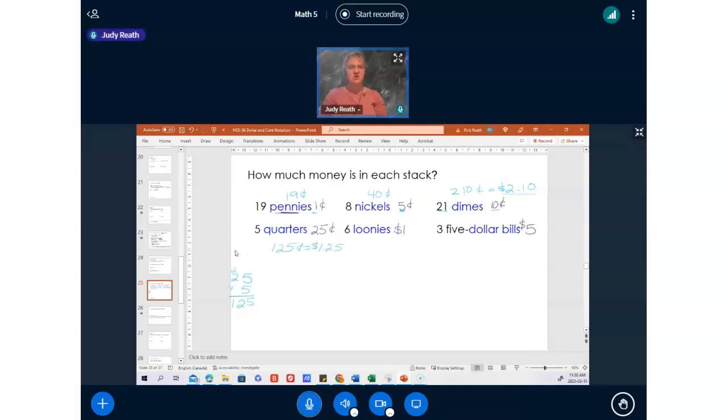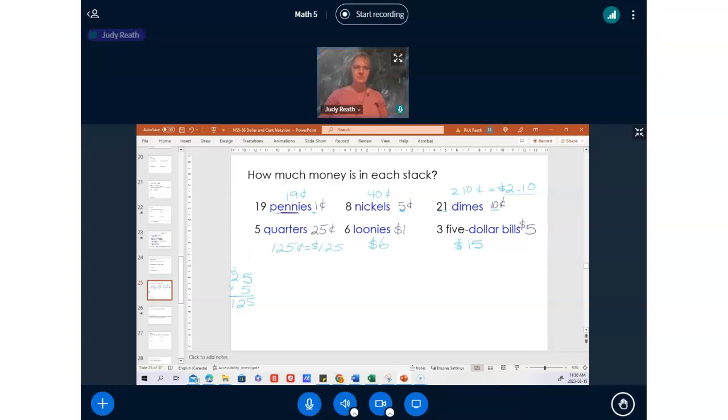6 loonies. We know a loonie is $1. So we're just going to skip up to dollar notation and say it's 6. 6 times 1 will be 6. And again here, because we have $5 bills, it's in dollar notation already. So 3 times 5, 15.